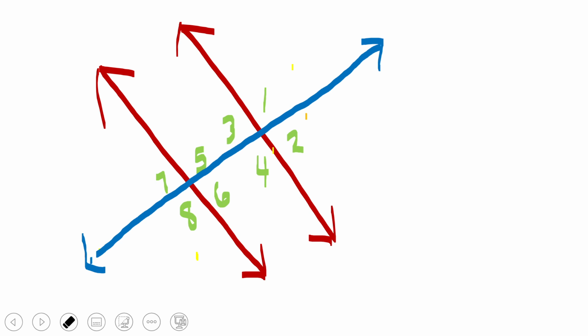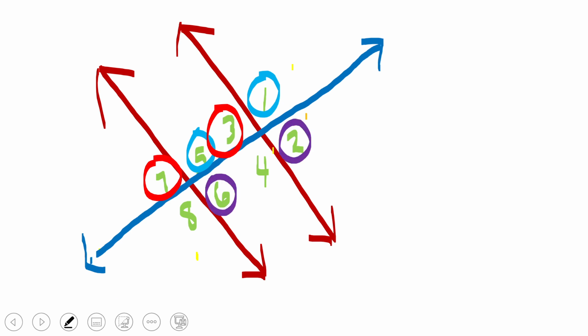And let's look at corresponding angles. These are a little different in definition. They have the same relative position on each line on the same side of the transversal. That would be 1 and 5, 3 and 7, 2 and 6, and 4 and 8. So 1 is congruent to 5, 3 is congruent to 7, 2 is congruent to 6, and 4 is congruent to 8.